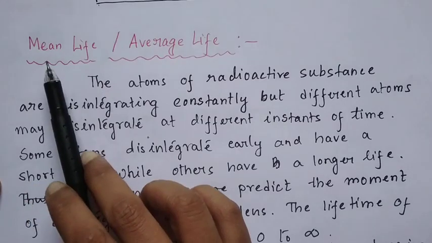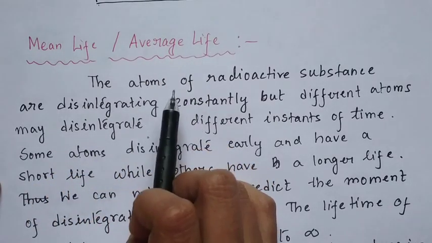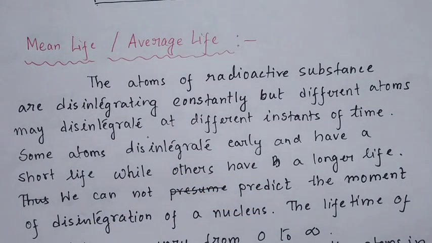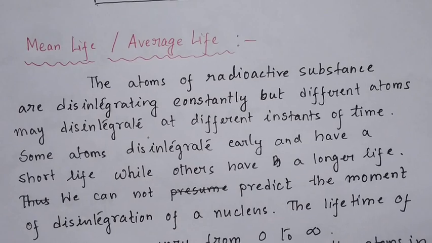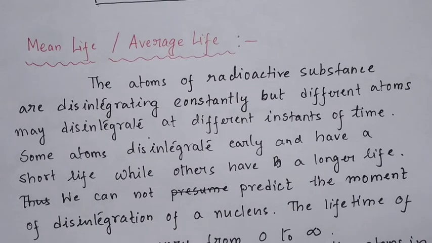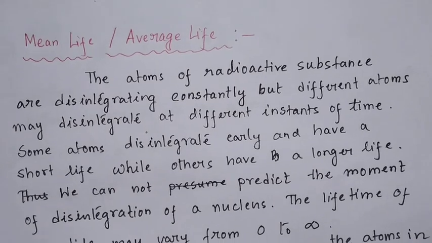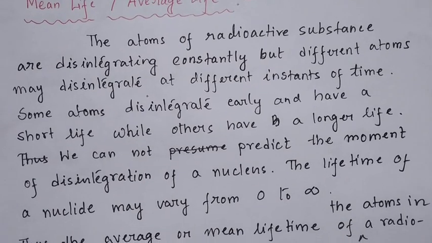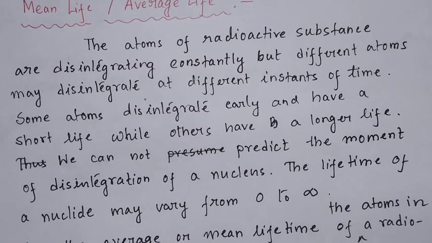So next topic is mean life or average life of a radioactive sample. The atoms of a radioactive sample, as we know, are constantly decaying or disintegrating, but they are not disintegrating at the same instant of time. Some will disintegrate earlier while some will disintegrate later, and we cannot predict beforehand which atom will disintegrate at the present instant of time. It is completely random and completely probabilistic.